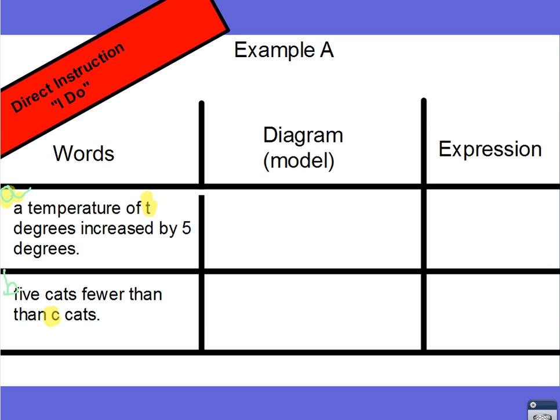So I have some temperature. And in this problem, I am told it's a T. I don't know what it is. It's some mystery. And then it says, well, we're going to add 5 degrees to that. And the way that I know it says add is the word increased. So when I change this to an expression, it's T increased by 5 degrees. So a temperature increased by 5 degrees.